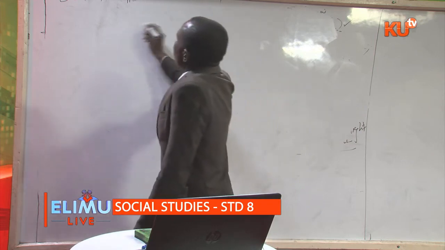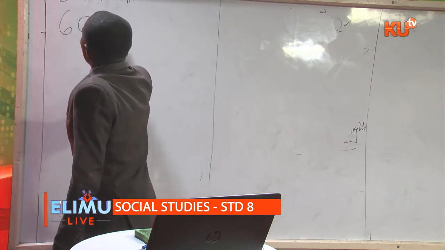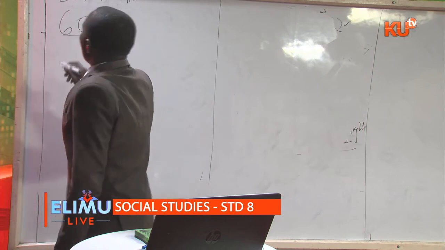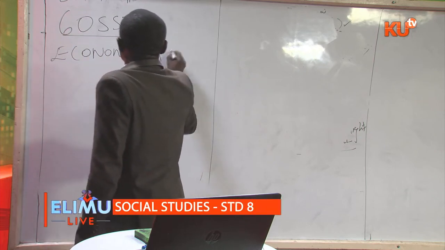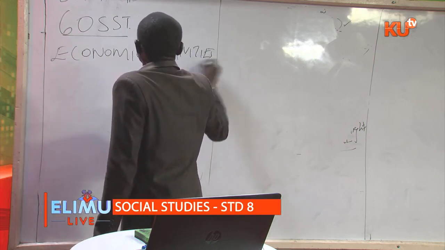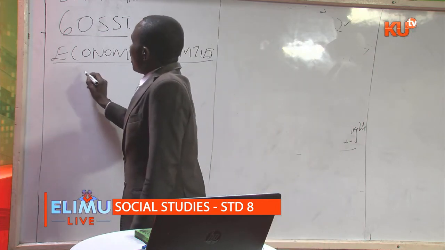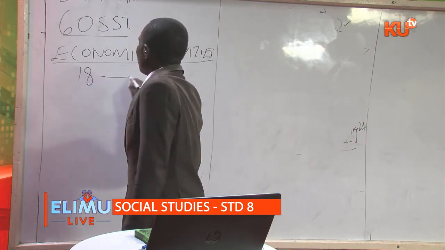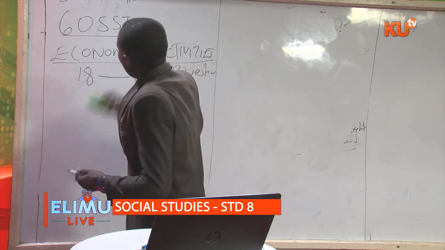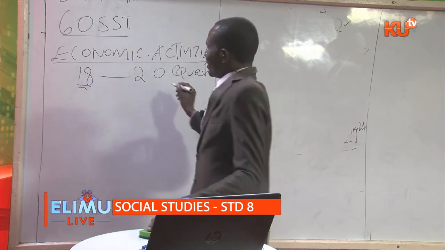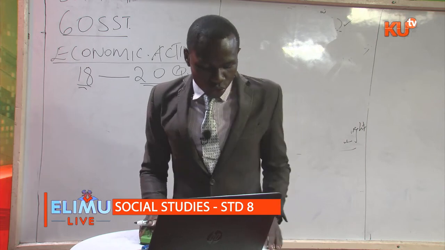Out of 60 questions in social studies, we are looking at the topic that we have covered today, economic activities, it is a topic that covers the largest area. And in this topic, the examiner will either set between 18 to 20 questions, at least. At least 18 questions and at most 20 questions, because it is one of the widest topics in social studies.